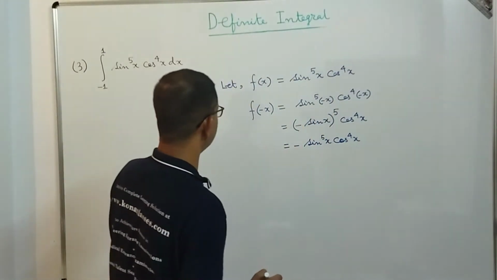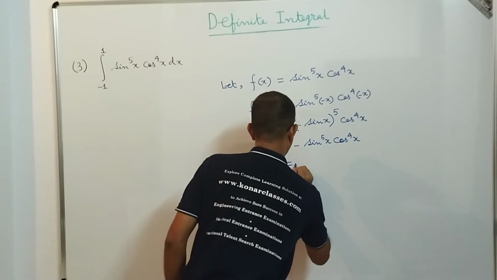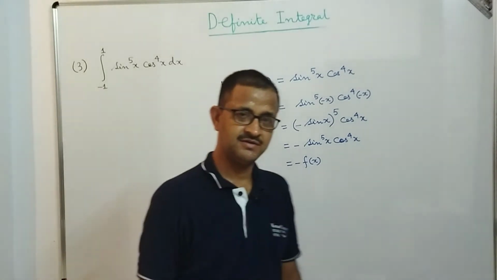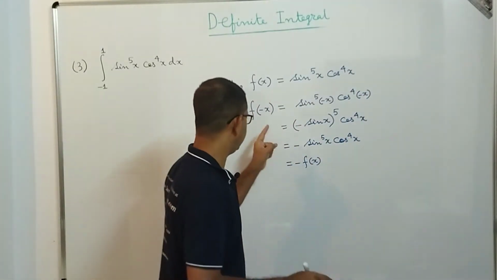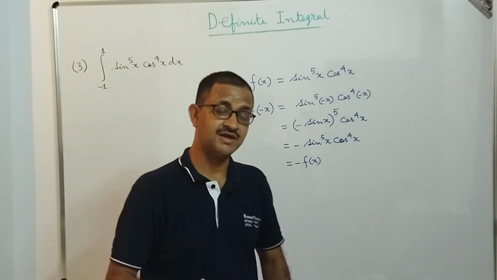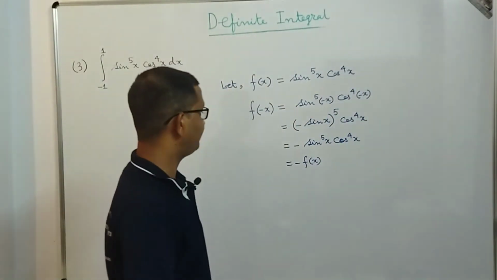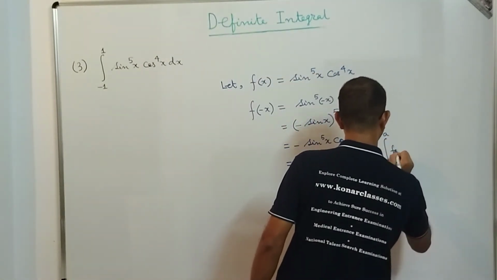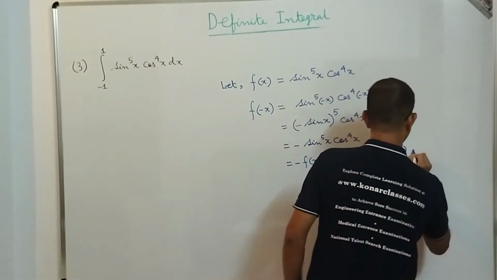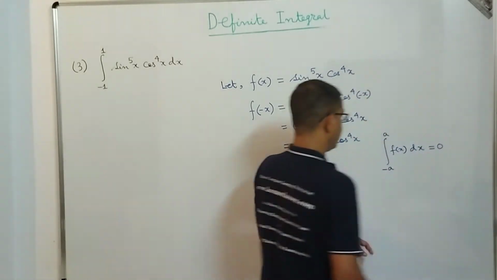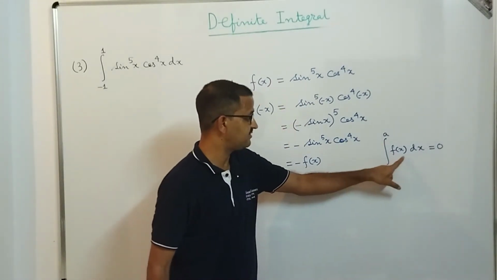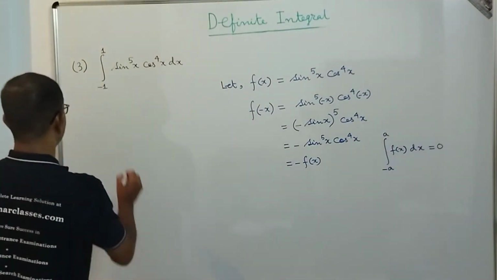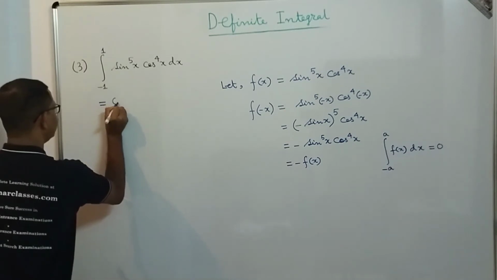Sine to the power 5x into cos to the power 4x is nothing but f(x). So what we get, dear students, is that f of minus x is equal to minus of f(x). That means f(x) is an odd function. And for an odd function, what do we know? The value of the integration from minus a to a of f(x) dx, when f(x) is an odd function, becomes 0. I repeat, the value of that integration is 0. So we can directly write the value of this integration is 0.